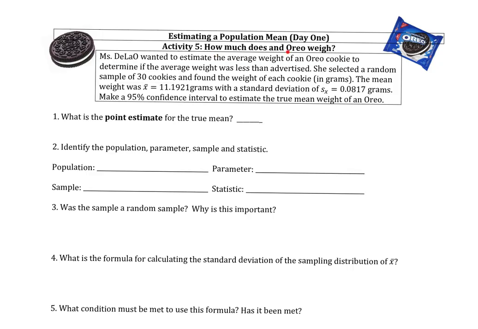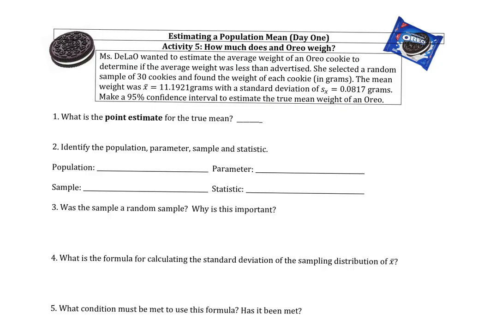The activity is how much does an Oreo weigh? Let's say that I want to investigate the average weight of an Oreo cookie to determine if the average weight was less than advertised. I select a random sample of 30 cookies and found the weight of each cookie in grams. I found that the mean of my sample was 11.1921 grams and standard deviation 0.0817. I'm going to make a 95% confidence interval to estimate the true mean weight of an Oreo.